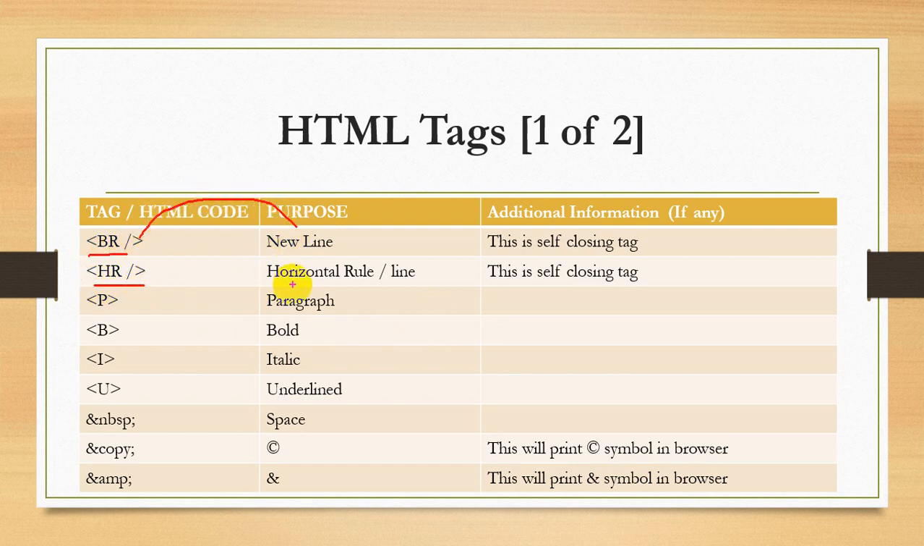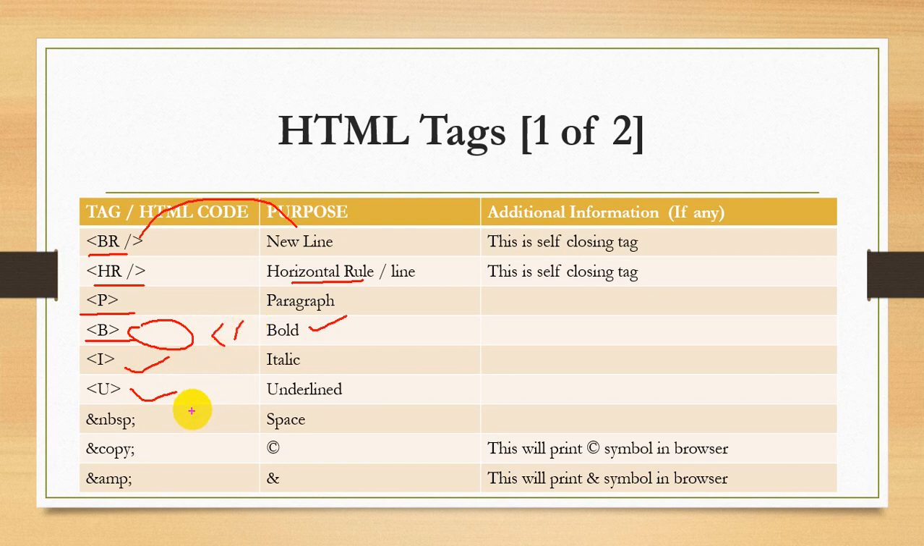HR stands for horizontal rule, which will give you a line. P is used for paragraph. We will see that in the demo now. Whatever you type inside the B tag and close the B tag will be displayed in bold. I is for italic, U for underline. We will see an example in the demo now.